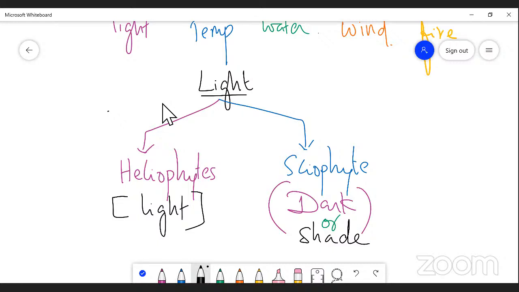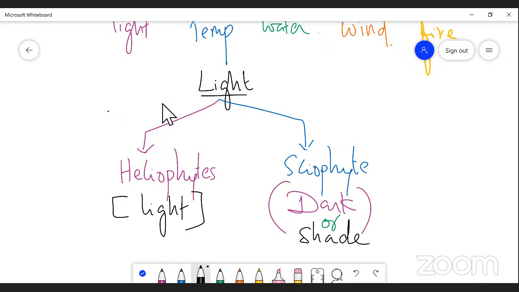Dear students, could you talk about heliophytes in a few words? Plants which require light for growth. Very good, keep it up. And what do you understand about sciophytes? Plants that do not require light, but require dark conditions. Very good. The plants which like only shady places.